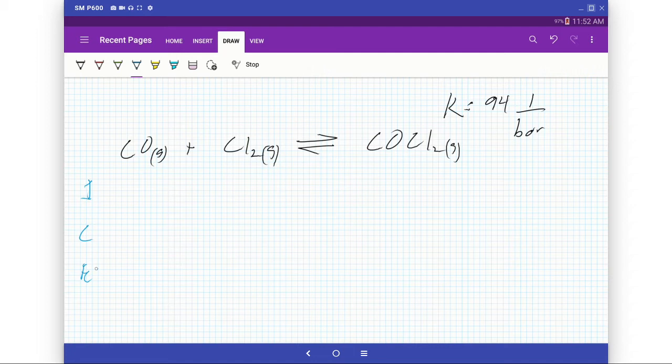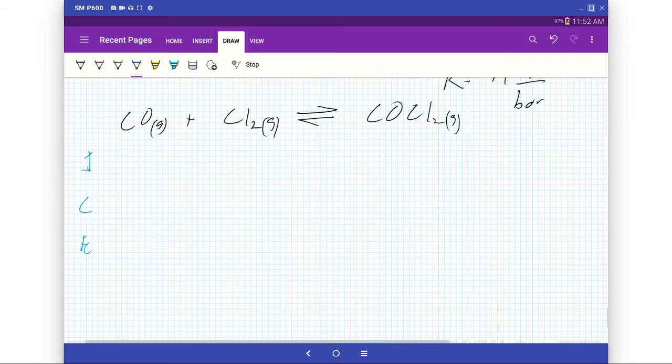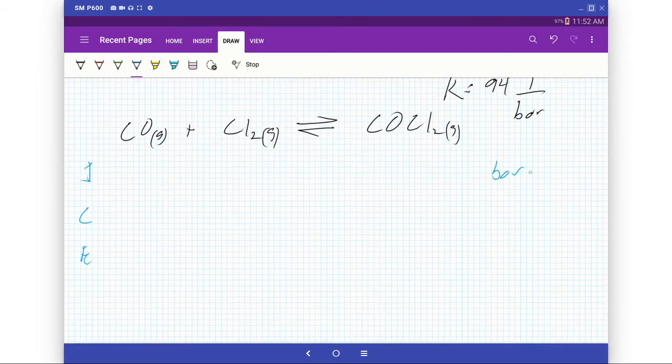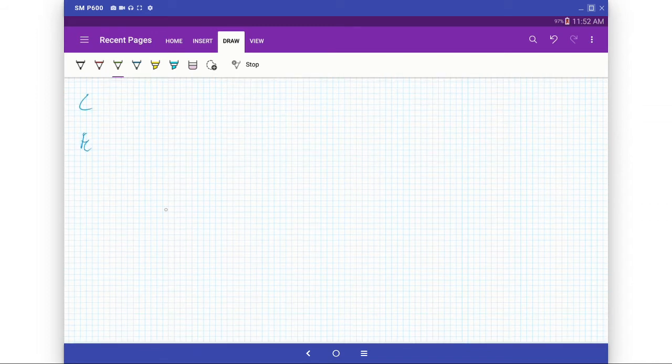What we don't have is the initial pressures. The equilibrium constant is in pressure, so we might as well calculate pressure in bar. So we need to go through and do that. What we have is 1 bar of gas, 1 mole of gas in 2.5 liters at 1200 Kelvin.